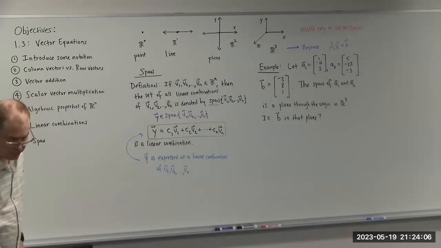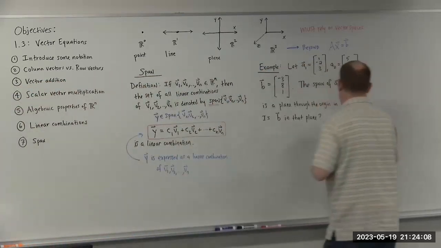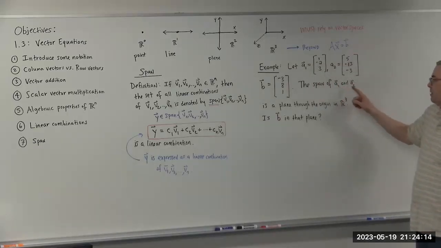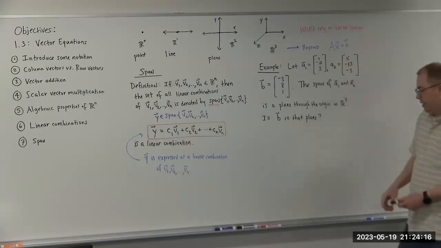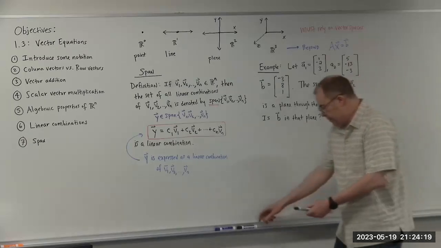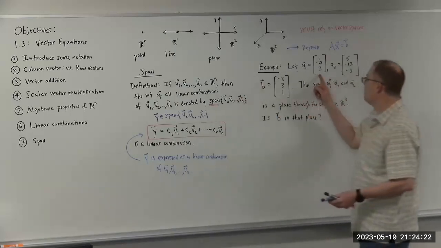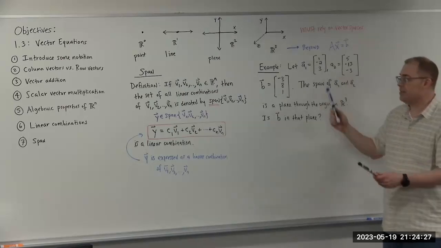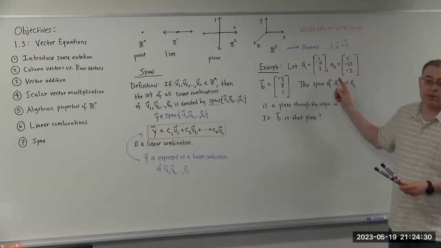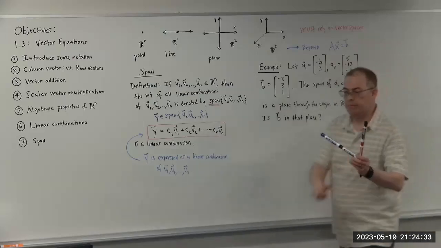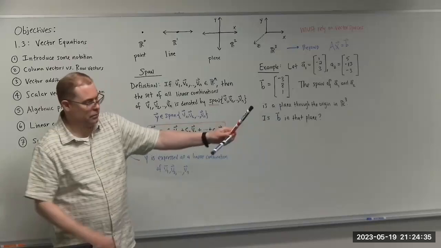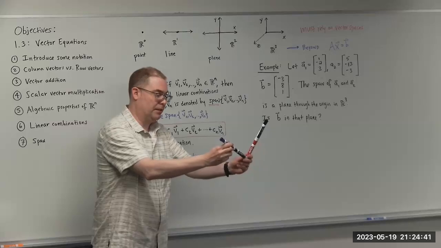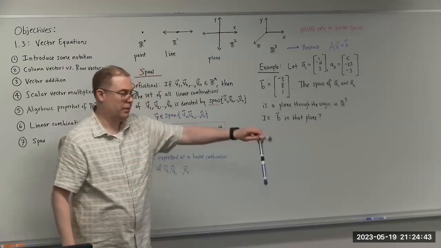Remember, when we say the span of A1 and A2, we're talking about all the linear combinations of A1 and A2. You have A1, whatever this looks like, and A2. They're going to be in different directions, because they're not the same vectors, and they are not multiples of each other. They don't have to form a 90-degree angle, that's not necessary, but we have something like this.